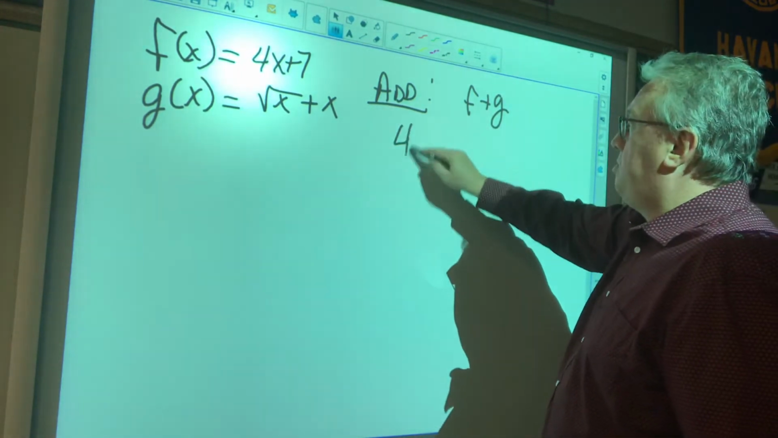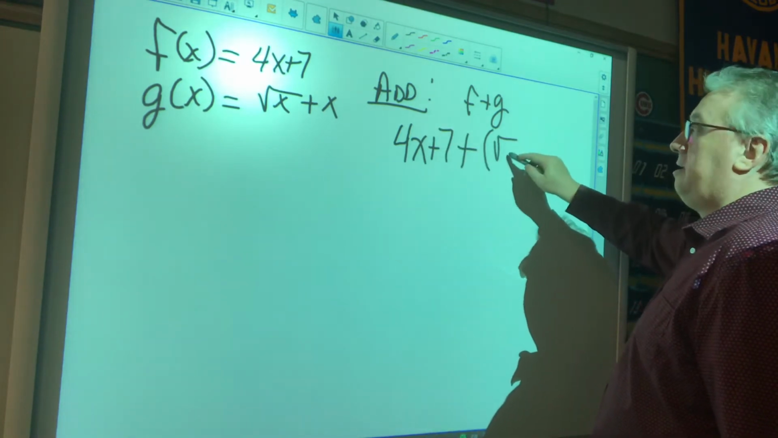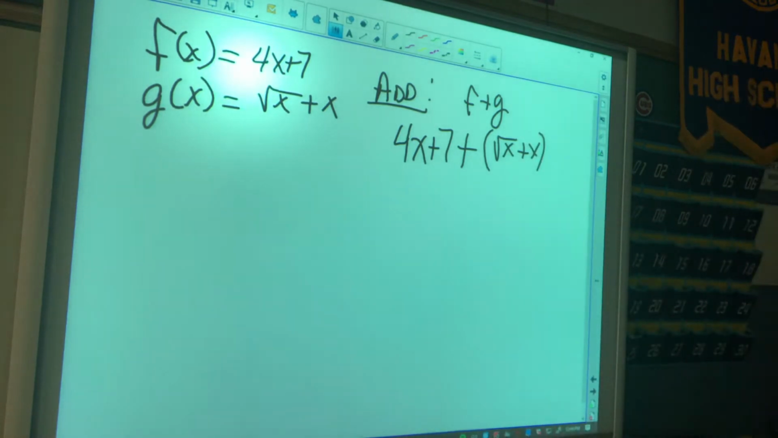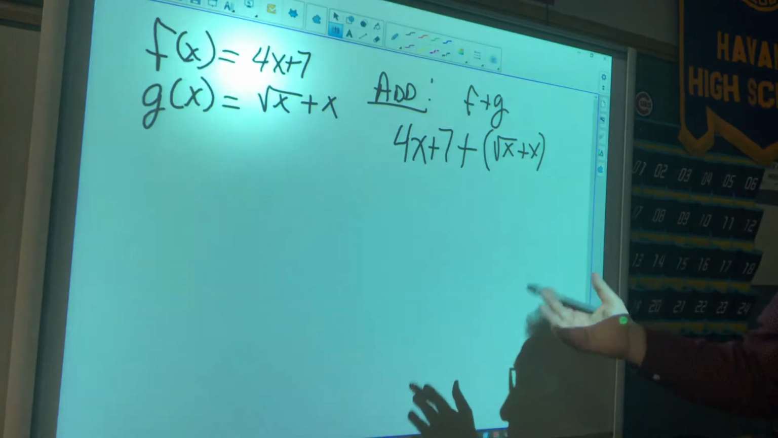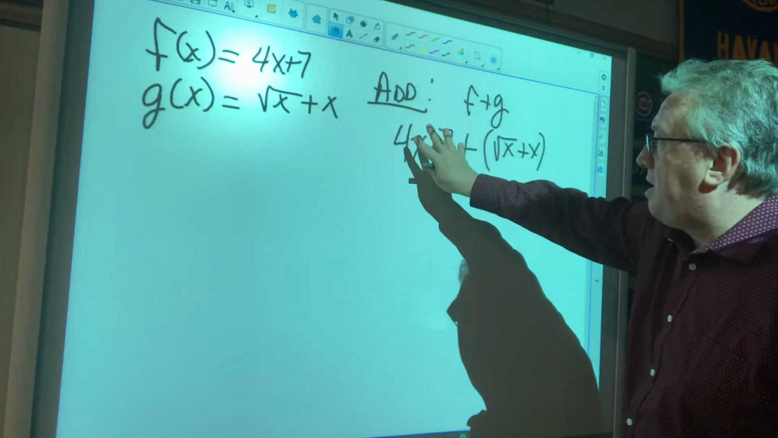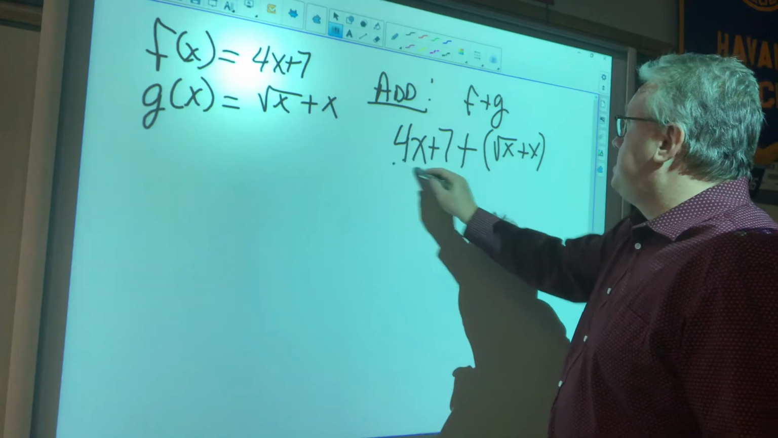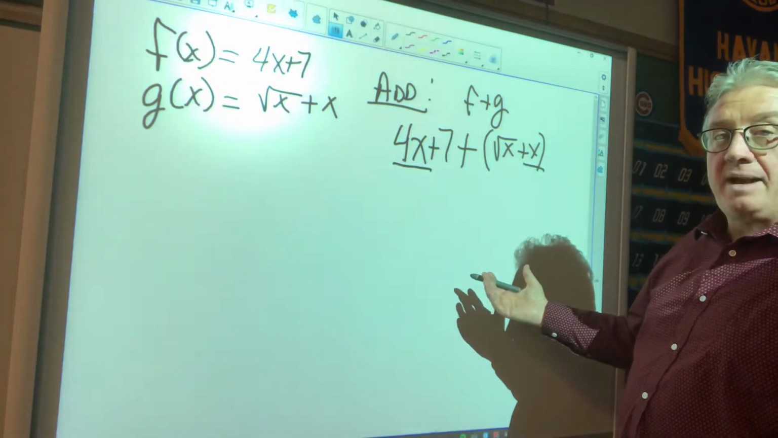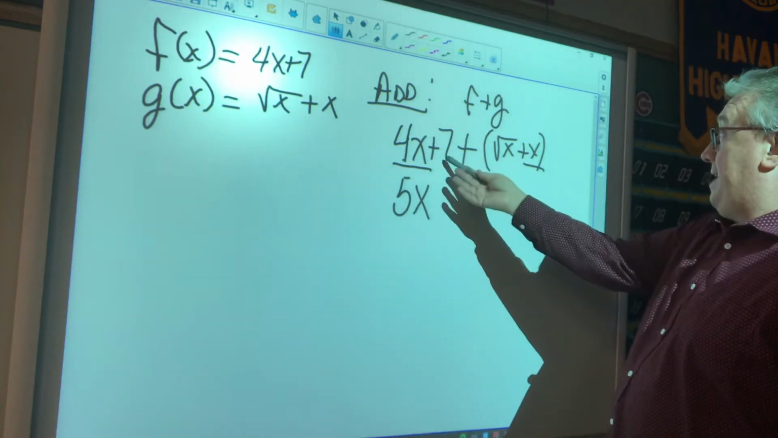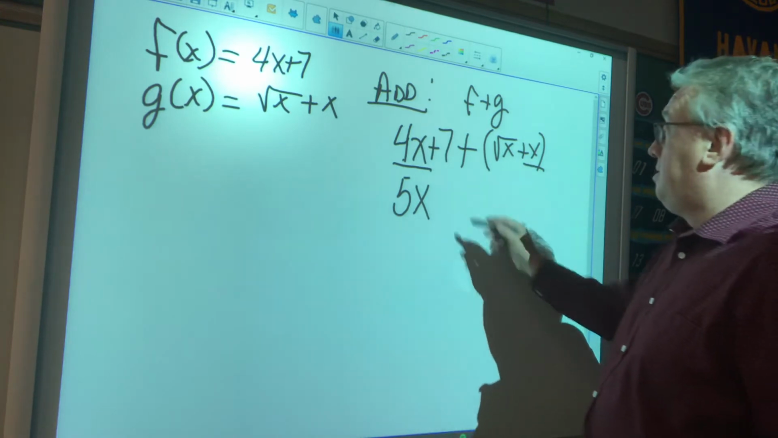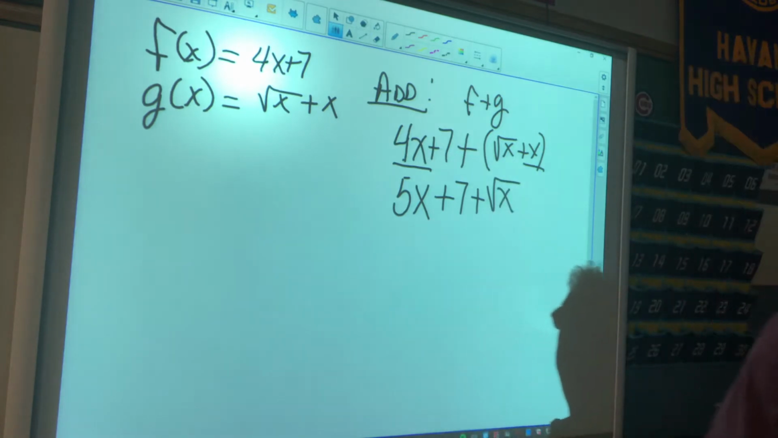So that's what we do. We add them and we combine like terms. Now, since we're adding them, I didn't really need the parentheses, but I wrote them because I want you to understand that we're taking this quantity and adding it with this quantity. Okay? So I have 4x plus x. I'm combining like terms. That's it. 5x. Can I add the 7 in the square root of x? No. So plus 7 plus square root of x.